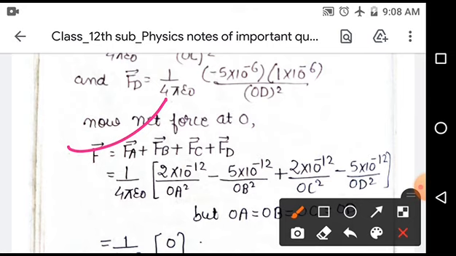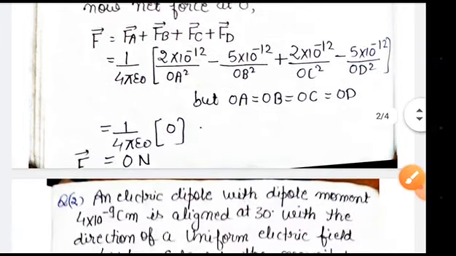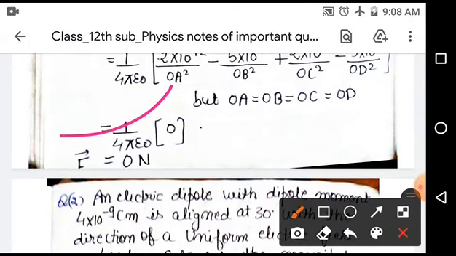And on putting the values, we will find here 1 upon 4 pi epsilon naught in bracket 2 into 10 to the power minus 12 upon OA square minus 5 into 10 to the power minus 12 upon OB square plus 2 into 10 to the power minus 12 upon OC square minus 5 into 10 to the power minus 12 upon OD square. So here all the sides are equal, that means OA is equal to OB is equal to OC is equal to OD. It means that the total net force at point O, which is the center of the square, will be 0. That means it will be unstable.